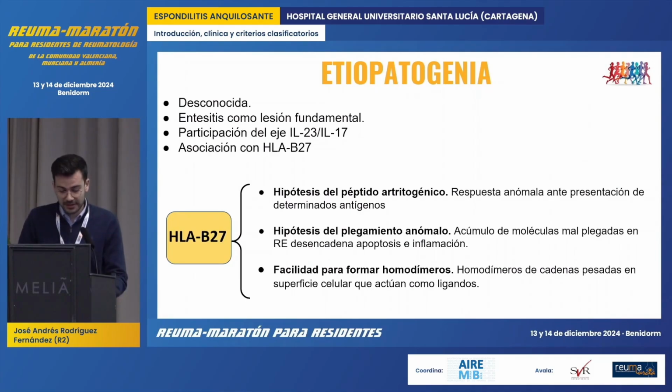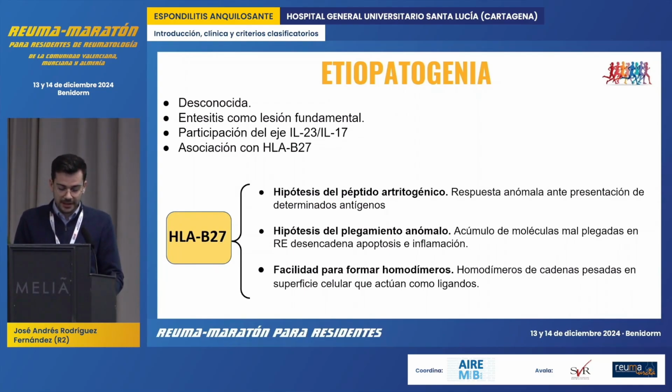Also important, as we have mentioned, is the association with HLA-B27. And this is thought to be related to 3 hypotheses currently under consideration. The first hypothesis is the arthritogenic peptide hypothesis. It is due to an abnormal response triggered by the presentation of certain antigens, which may be either self-derived or external, such as bacterial antigens, where their presentation through HLA-B27 is not carried out properly, triggering an excessive immune response that primarily affects the joints.